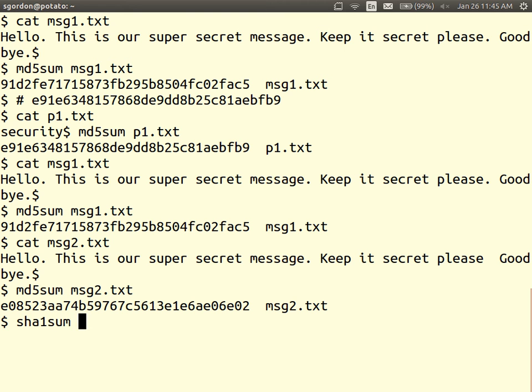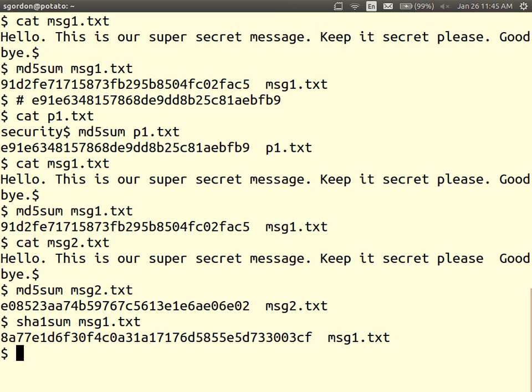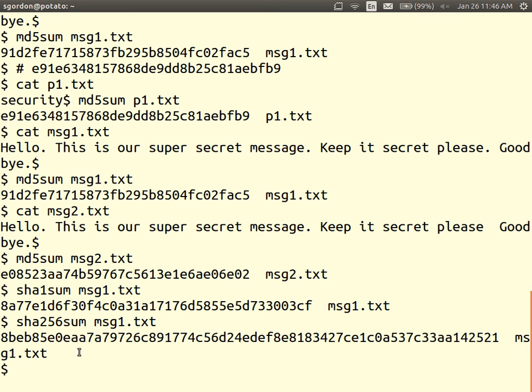SHA-1 is a different algorithm. It produces a hash value, I think it's 160 bits. But there's also SHA with a 256-bit output. And there's SHA-512 and so on. So there are different algorithms. Some have some weaknesses with respect to security. MD5 is considered insecure. SHA-1 also has some limitations. SHA-2 and beyond are considered secure.